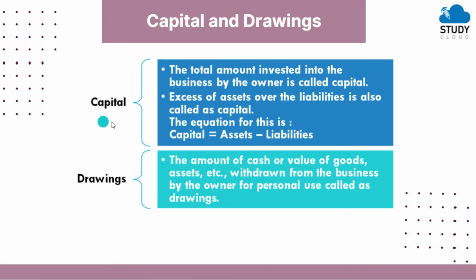So what is capital? The total amount invested into the business by the owner is called capital. So whatever amount is invested in the business by the owner itself, that is capital. Excess of assets over liabilities is also called capital. So if you have more assets, assets meaning property, and you have fewer liabilities, that is amount payable, then it is equal to capital. So here is one formula: capital is equal to assets minus liabilities.